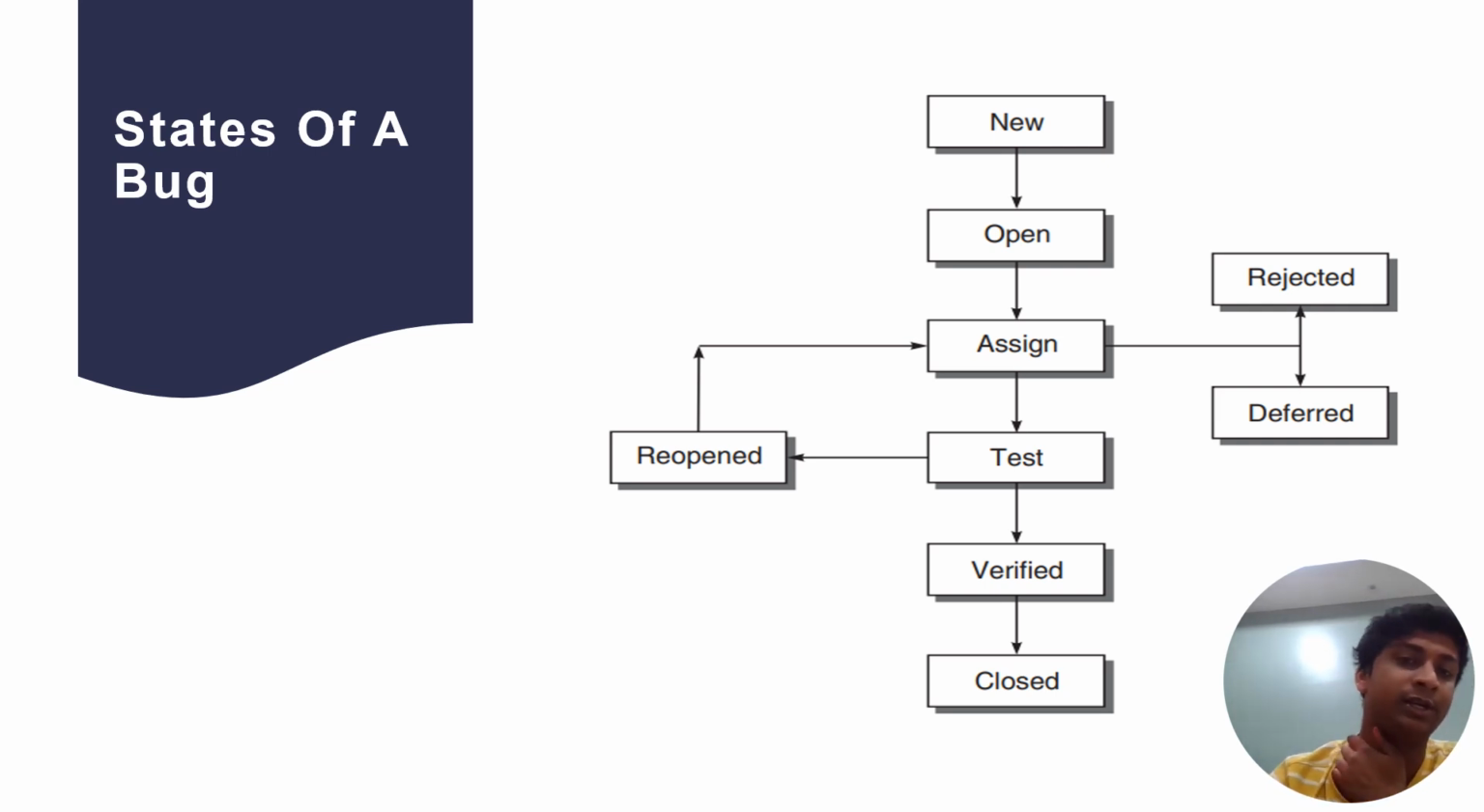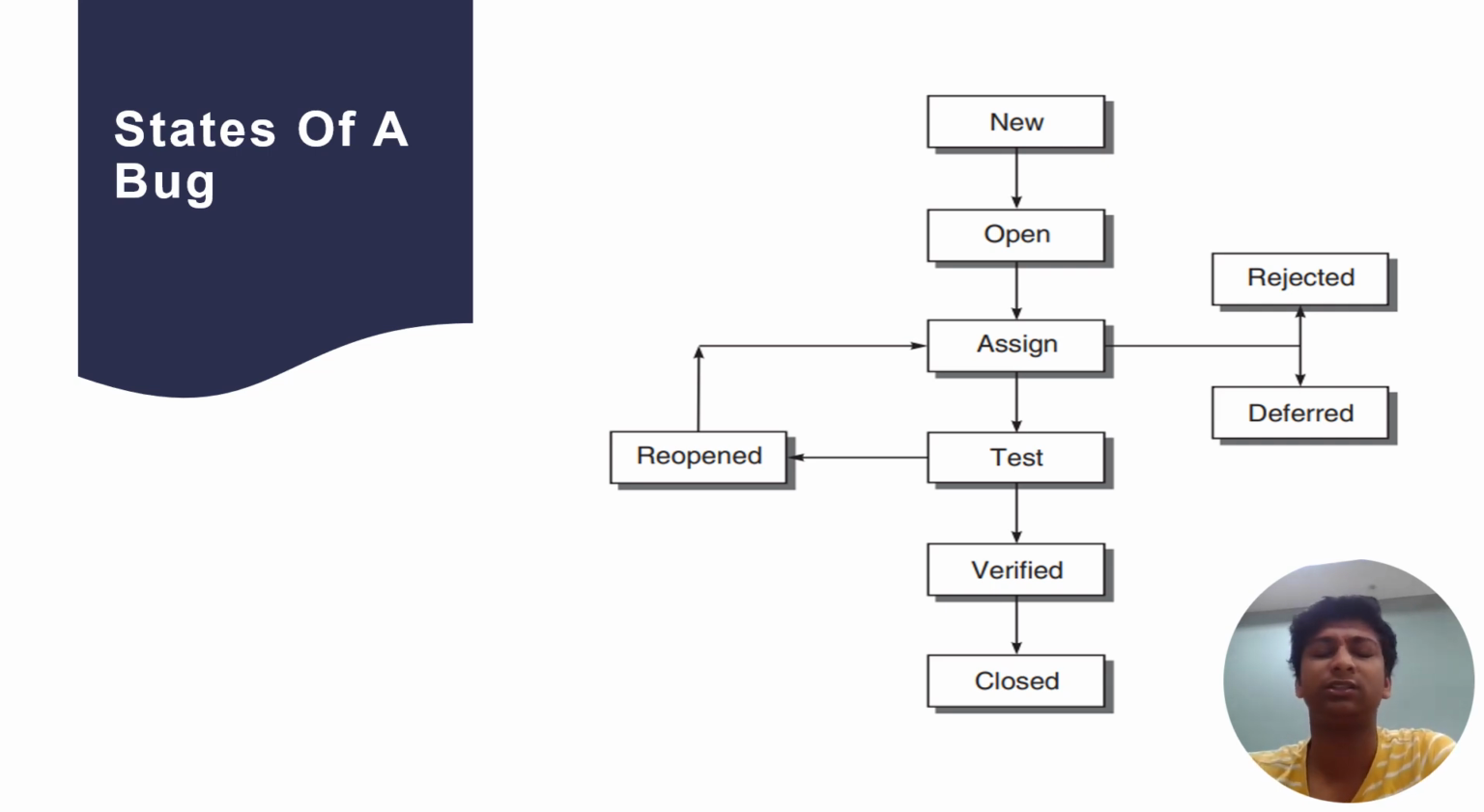After assign, you see test. Now you're testing on it. Now your bug is getting tested. After testing, you see it's verified. Do you see that? It's verified. If the retest confirms the bug is fixed, if not, after testing it is reopened.